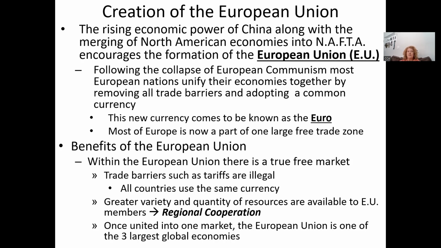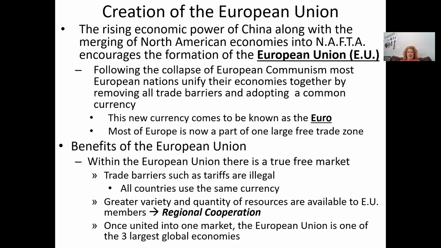They want to unify their economies together, remove trade barriers, and adopt a common currency. So it's almost like the United States. The states are the countries. They have no barriers of trade between state to state, and they use the same money, the euro. So Europe is now one large free trade zone.